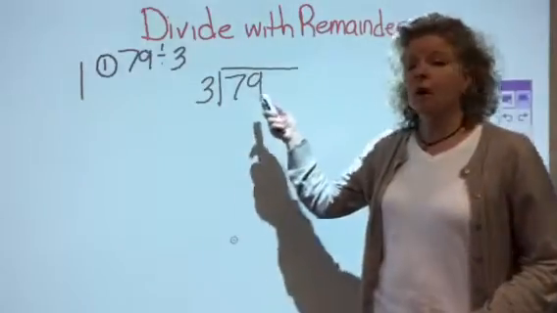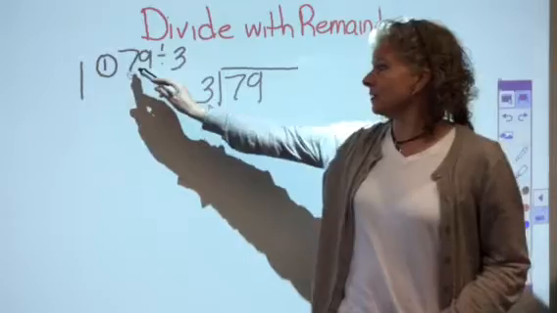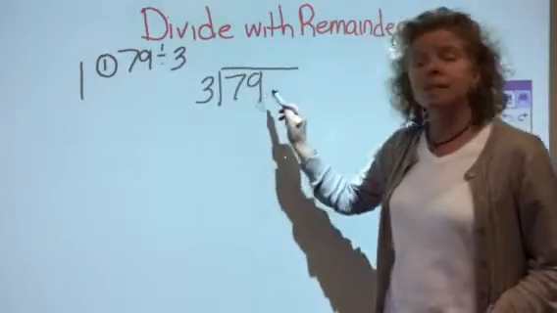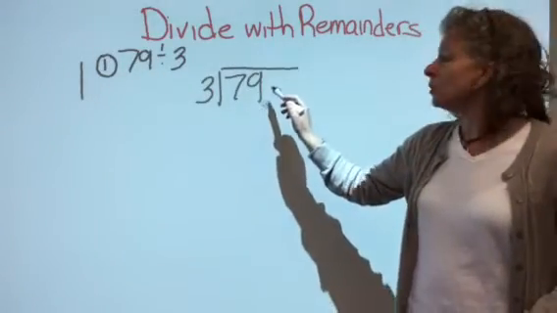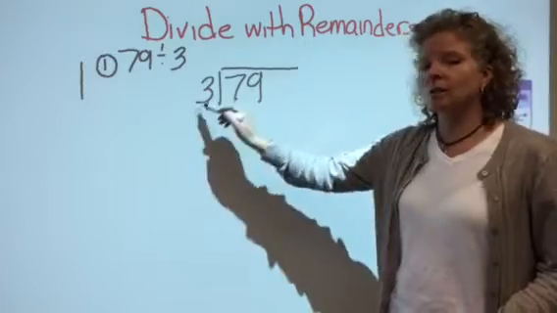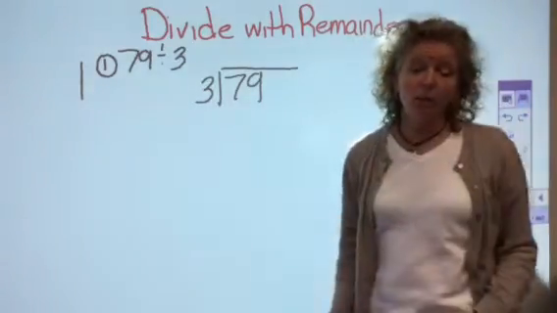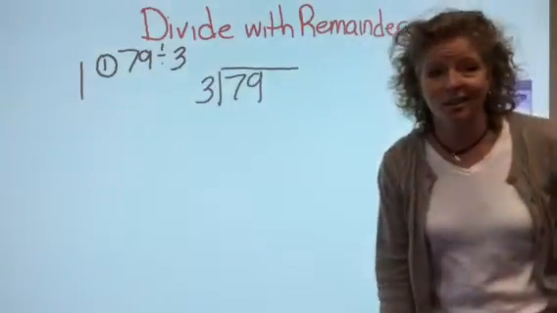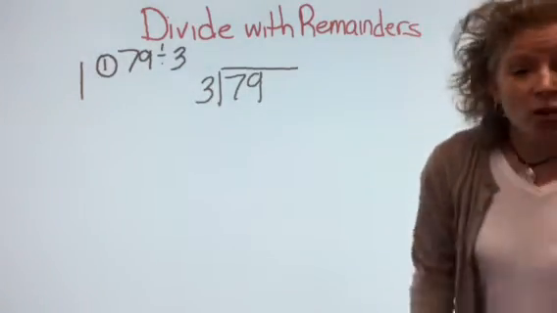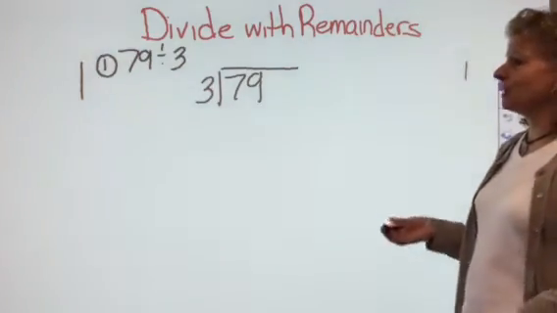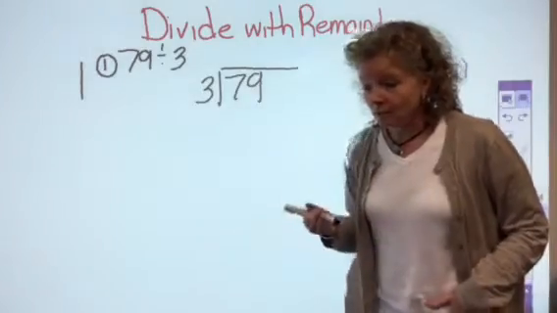You can have your dividend, your divisor, your quotient. Your dividend goes in this house. You could have a smaller dividend than a divisor. We're not going to do that right now, but you can, and I probably will teach you that later this year. So we've talked about the 4 steps for this.